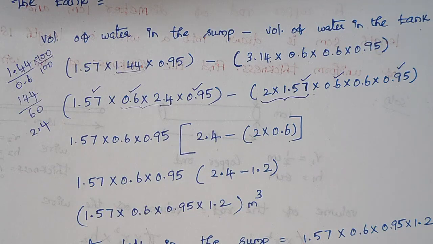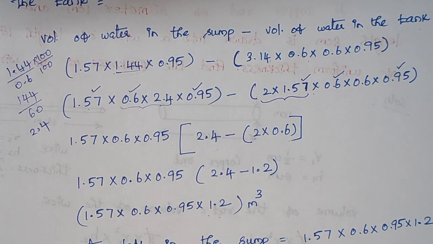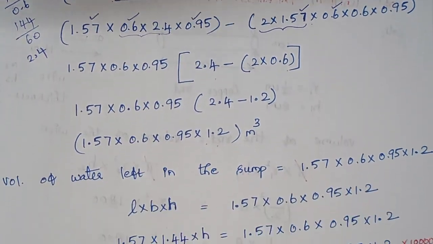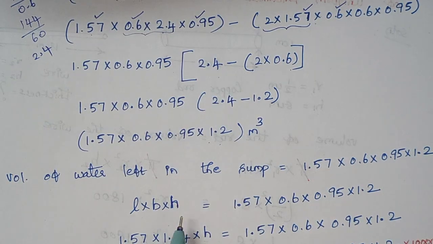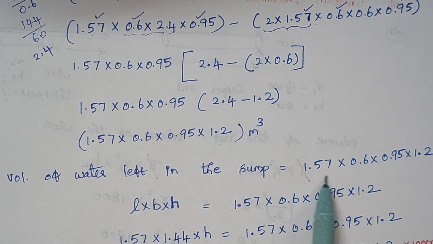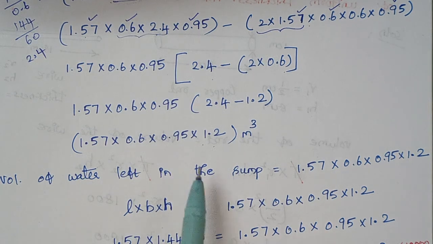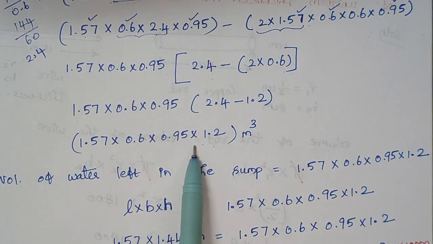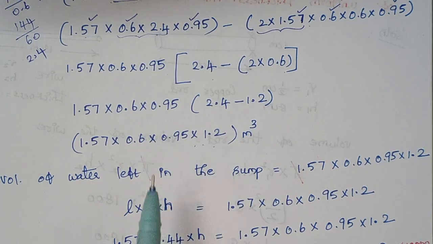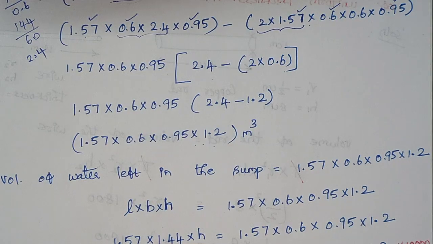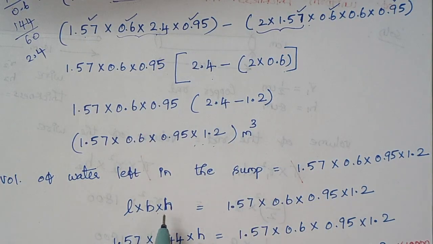Now we have to find the height. I want to find the height of the water level in the cuboid. So what is the formula for the volume of the cuboid? It is L into B into H, which is nothing but this value. Am I making it clear? This is the volume of the water which is left in the cuboid, and this volume is given by the formula L into B into H.